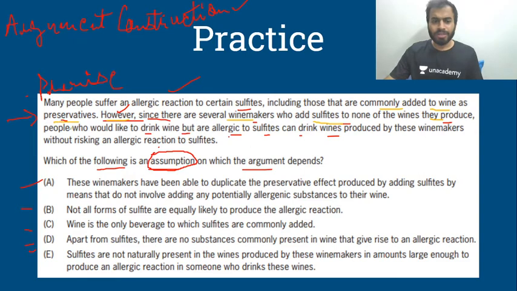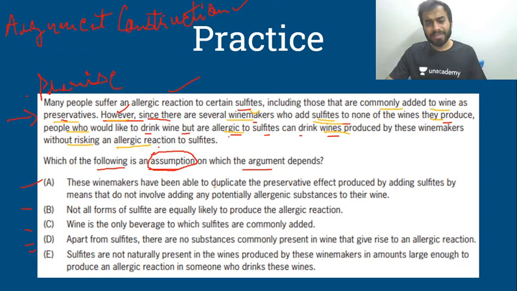So people who like to drink wine but are allergic to sulfites can drink the wine produced by these winemakers who are not adding sulfites at all, right? So that the risk of allergic reaction is minimized. Okay, now this is your passage. Let's negate every statement one by one, right?